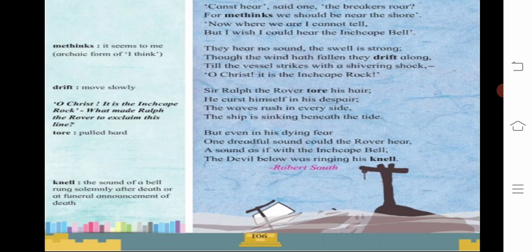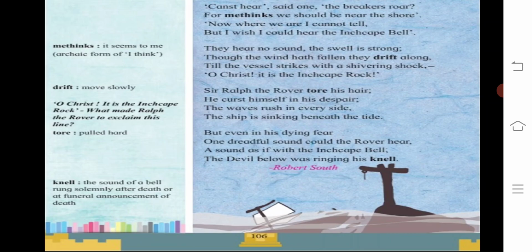They hear no sound. The swell is strong. Though the wind hath fallen, they drift along, till the vessel strikes with a shivering shock. "O Christ, it is the Inchcape Rock!" Sir Ralph the rover tore his hair.